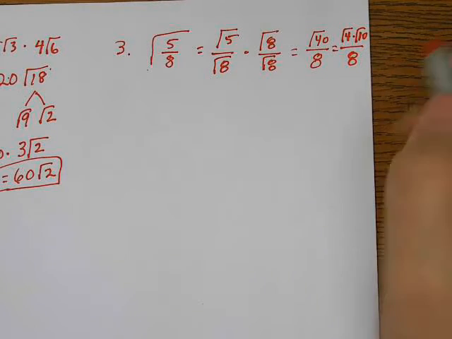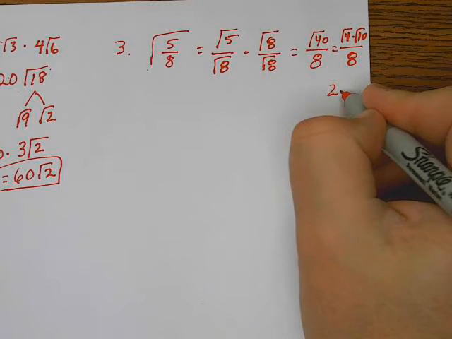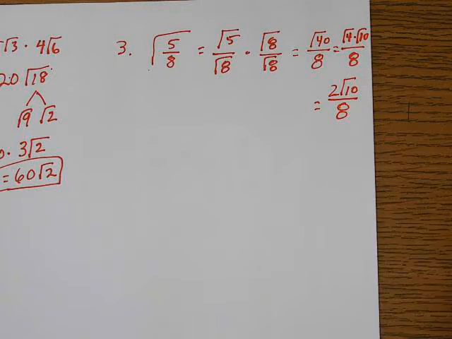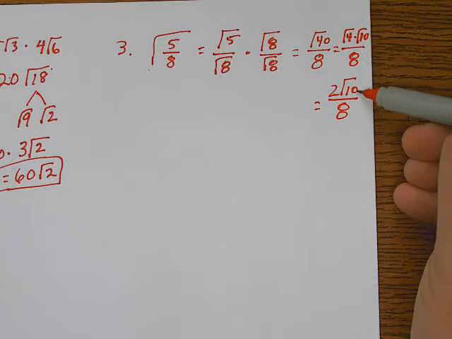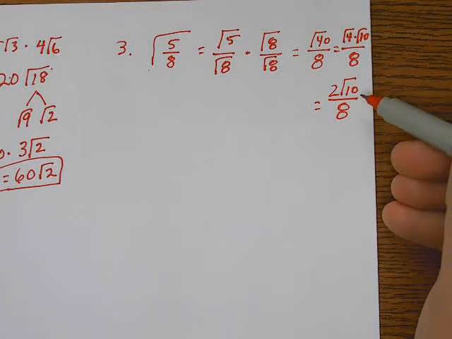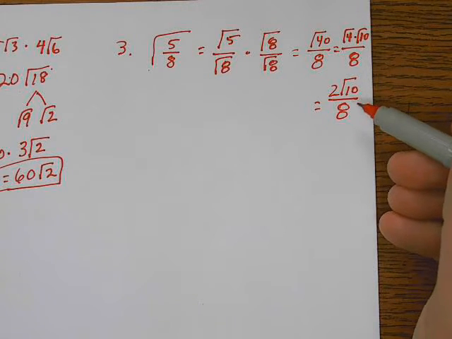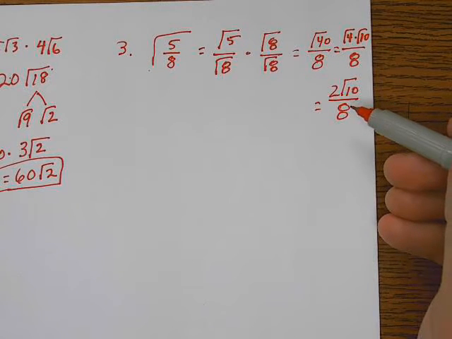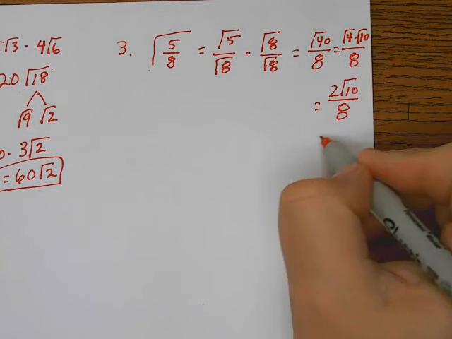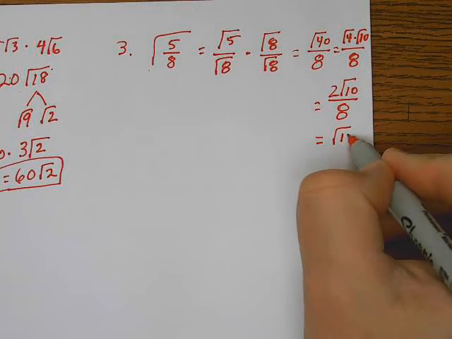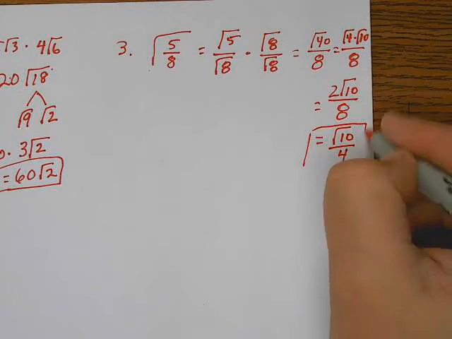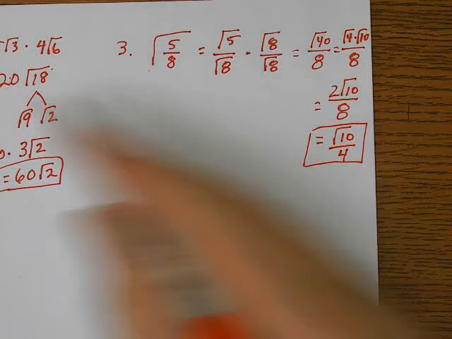What's the square root of 4? 2. Radical 10 over 8. Now, can I reduce the 10 and the 8? No! The 10 isn't 10. The 10 is the square root of 10, which is like 3 point something, blah, blah, blah. But can I reduce the 2 and the 8? Yes, I can. And I end up with the square root of 10 over 4. And we are done. They got progressively more difficult.